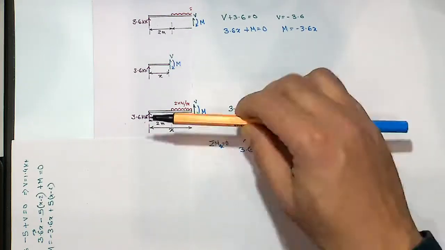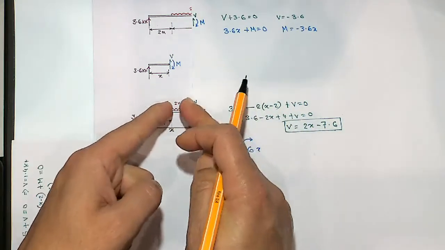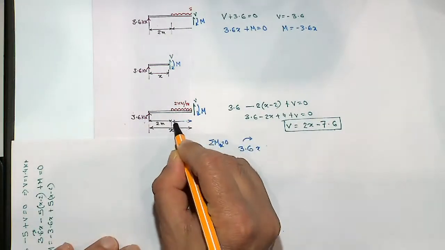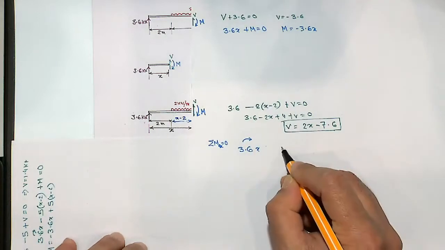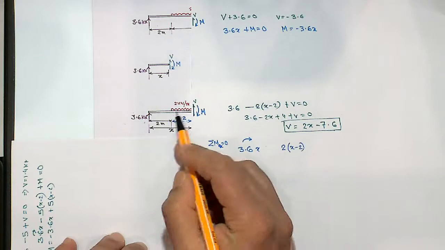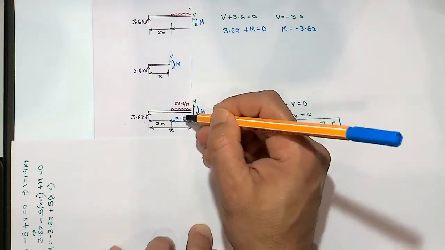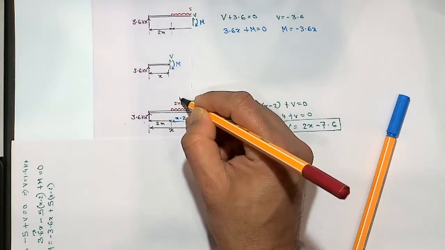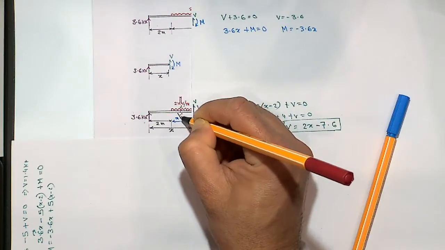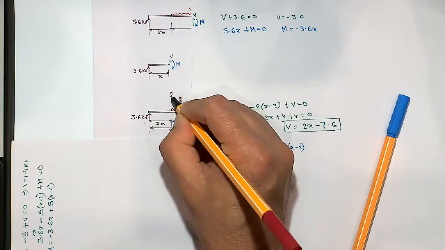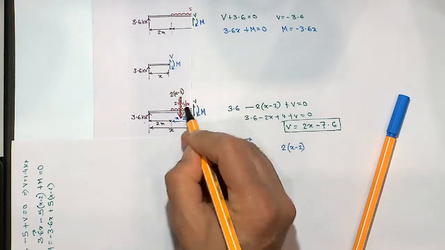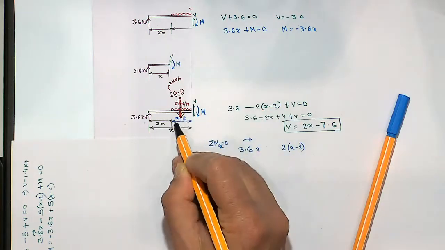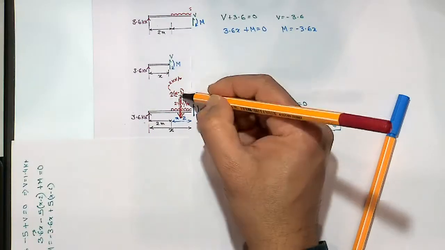What about this load? How much is the load first of all? The load is 2 kilonewton per meter and over a distance of x minus 2. So the total load is 2 times x minus 2. So that is the load acting at that point. Where will this load act? Because this is a uniformly distributed load, 2 times x minus 2 will act through the middle. Why 2? 2 kilonewton per meter, that's what it is coming from. And x minus 2 is the length of that uniformly distributed load. And that will act through the middle.